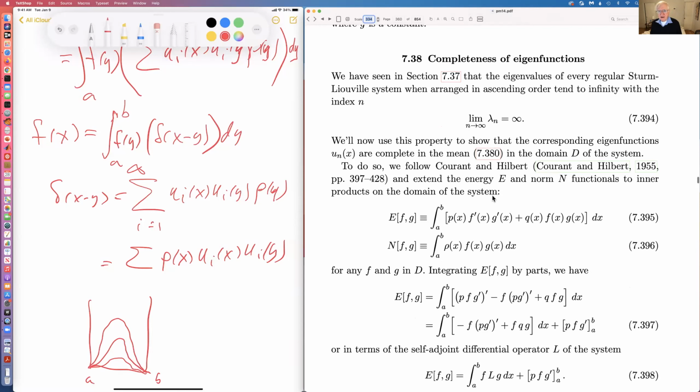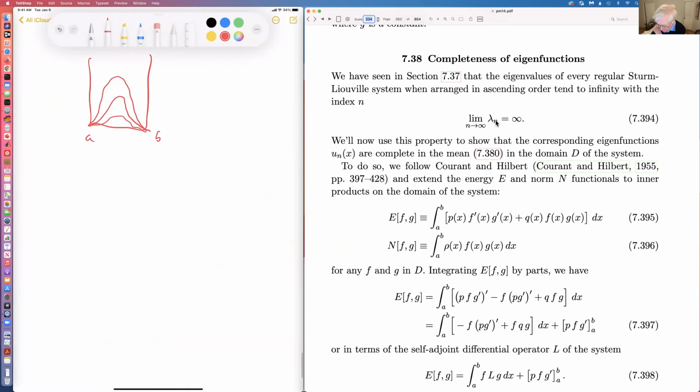Now, what about the completeness of the eigenfunctions? Well, the completeness of the eigenfunctions follows from the fact that the eigenvalues diverge. Another example of this is the Fourier transform. That is to say, we can write any function f of x as an integral e to the i k x, some f tilde of k dk.